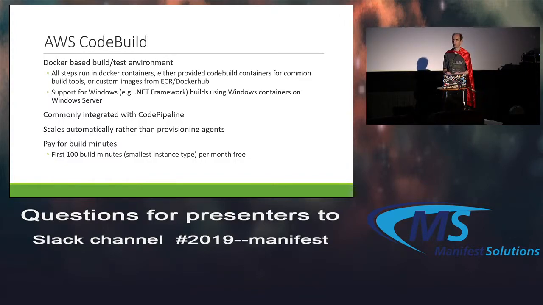It's commonly integrated with Code Pipeline. This isn't really a full CI/CD solution by itself. It's just part of the solution. It's that CI portion. It's typically you use Code Pipeline to kick off a build or to manage the deployment after the packaging done in CodeBuild. And it scales automatically. Rather than you having to worry about provisioning different agents under the hood, it'll just automatically scale based upon how many jobs you've got to run. And you pay for the build minutes. So in this case, the first 100 build minutes are free per month, and then you pay on top of that. So if you've just got some small usage, this is quite a nice option to start with.